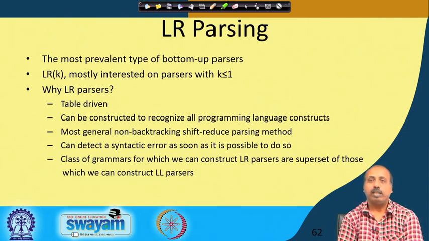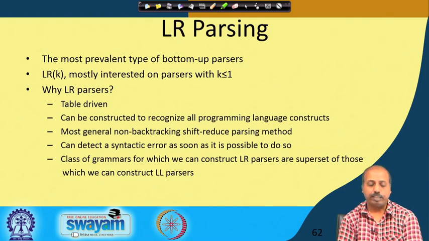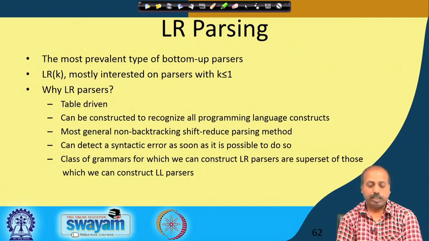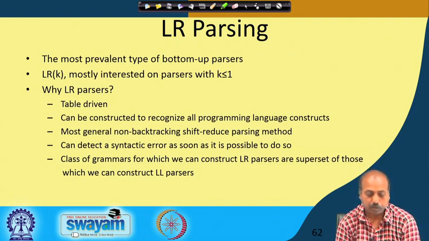So, that is why as soon as it finds that there is a possible handle, but it cannot be derived from any of the inputs, any of the sentential forms, in that case it can flash the error. So, this way it can find out syntactic errors as fast as possible.